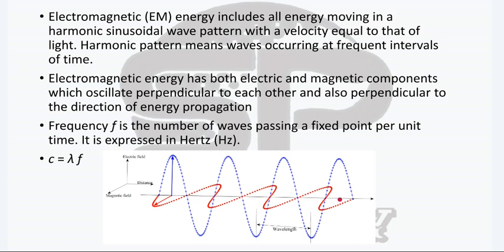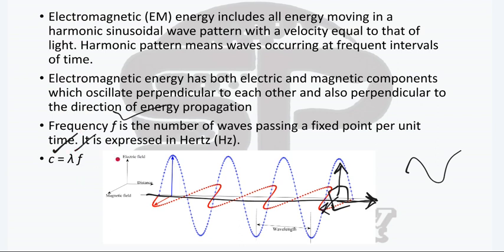So see here, this is the propagation direction. This is the electric component, and this is the magnetic component. Both vibrate perpendicular to the propagation direction and also perpendicular to each other. That's why these are called electromagnetic waves. They propagate in a sinusoidal or wavy pattern. They are basically related by three parameters: frequency, velocity, and wavelength.